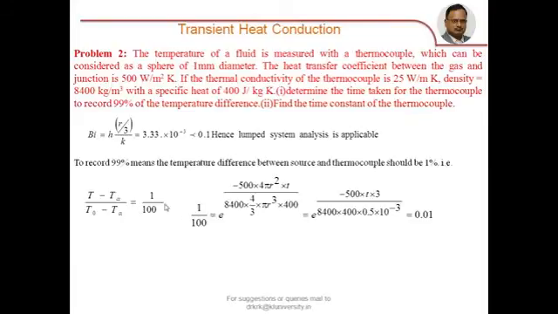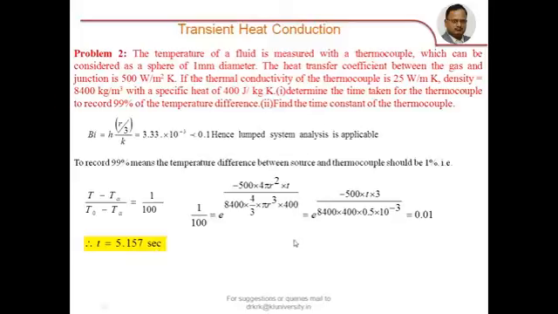Or in other words, this 1 by 100 is equal to e power minus hAt by rho volume specific heat, and you will get the time equal to 5.15 seconds. So the thermocouple will record 99% of the temperature difference after a time of 5.15 seconds.